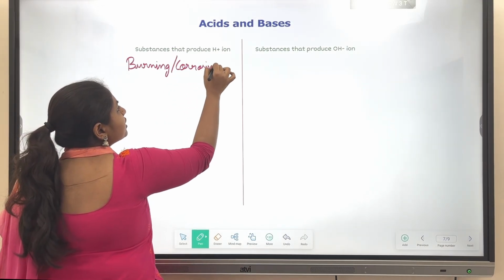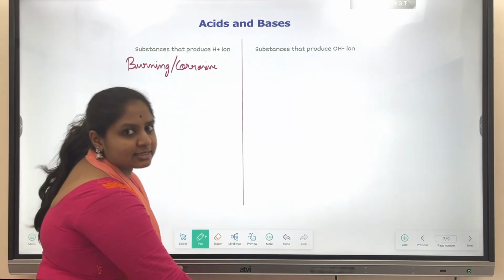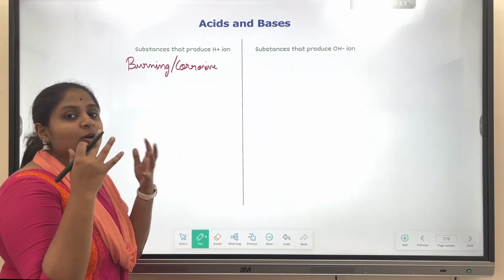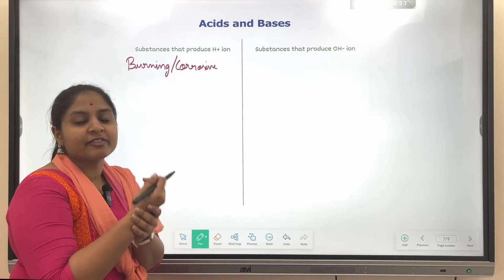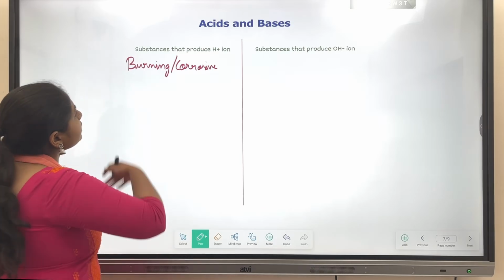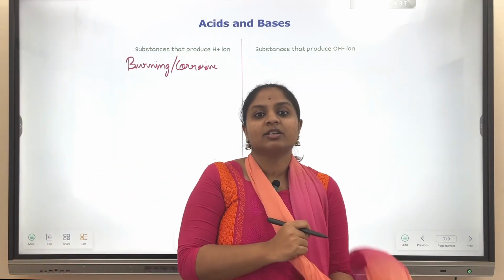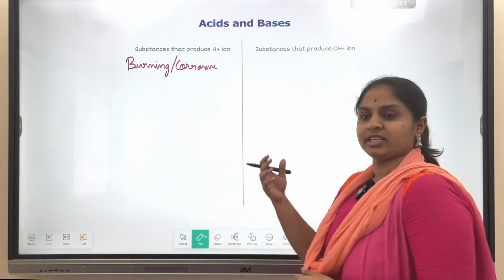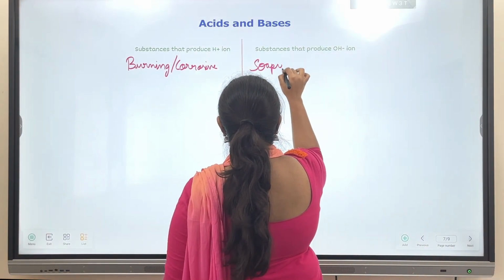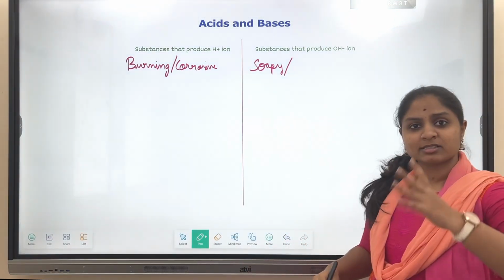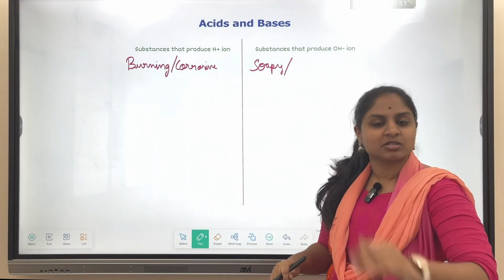Corrosive means, if I put my hand inside acid, my whole hand will start burning and it will be corroded, destroyed completely. But in the case of base, what we saw there was soap, it is very soapy in nature. So bases are soapy in nature. That means, ma'am, bases are not harmful? No, bases are also harmful.